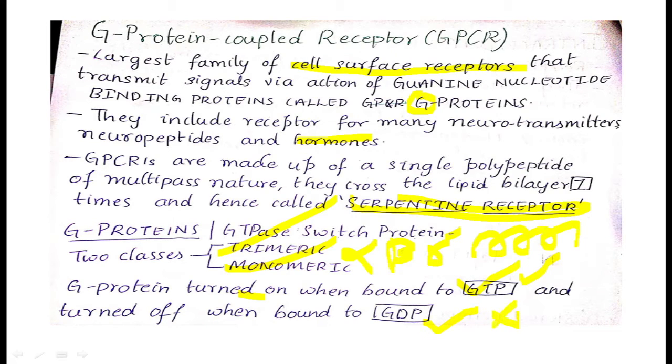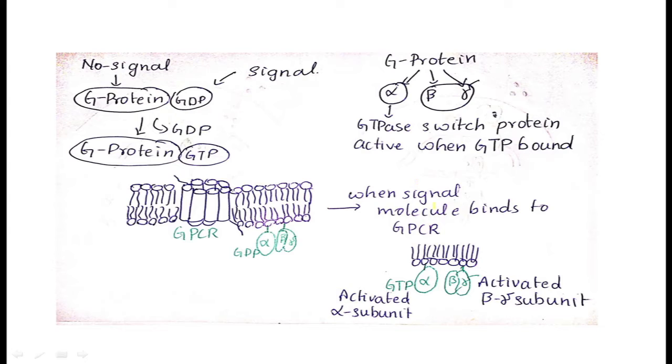So G protein is a protein to which GTP or GDP goes and binds. When GTP is bound, the G protein is turned on. When GDP is bound, the G protein is turned off. So first of all, this is your G protein. It is made up of alpha, beta and gamma. This is what we call heterotrimeric G protein. Trimeric means 3 subunits. Hetero means 3 different subunits.